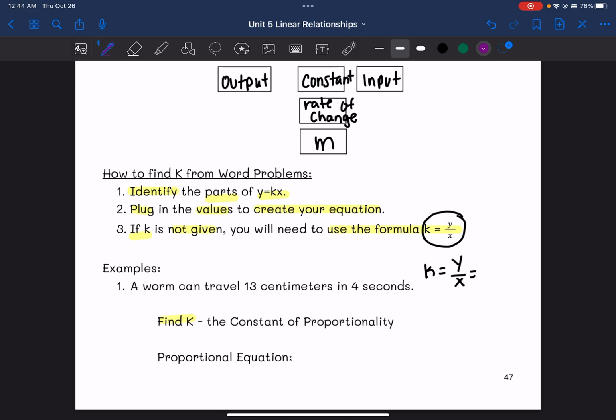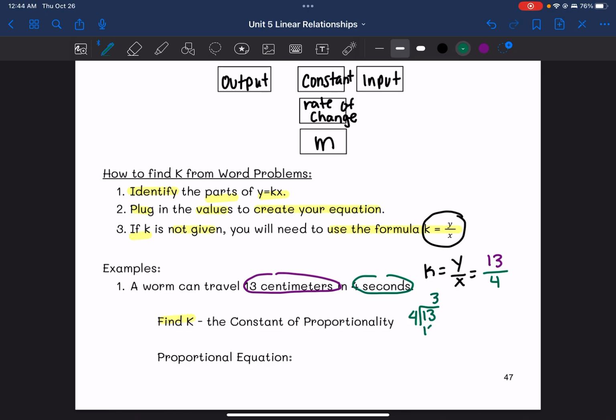A worm can travel 13 centimeters, okay? That is going to be your y. And then we have 4 seconds, which is going to be the x, okay? So all you have to do now is do 13 divided by 4. 4 can go into 13 three times, excuse me.